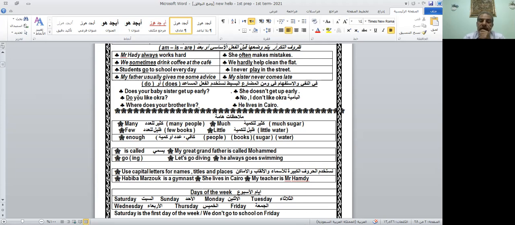Okay, do plus the pronoun or the subject, and after that, the verb in the stem. If we want to give the negative, we use does not with he or she or it or any singular noun, but you have to be careful that you put the verb after doesn't in the stem. But if we have we, you, they, and I, or any plural noun, you have to use don't, and also you put the verb in the stem.